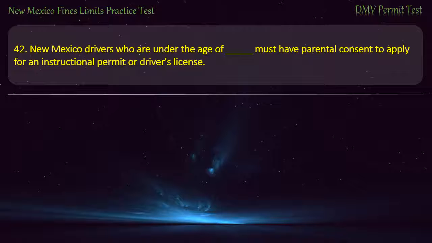Question 42. New Mexico drivers who are under the age of must have parental consent to apply for an instructional permit or driver's license. 18, 19, 21, 16. Answer. 18.